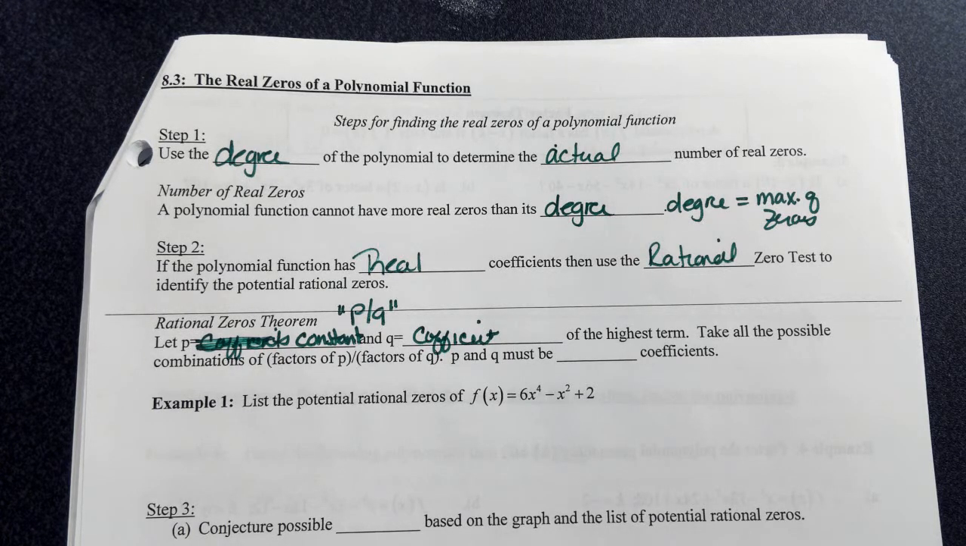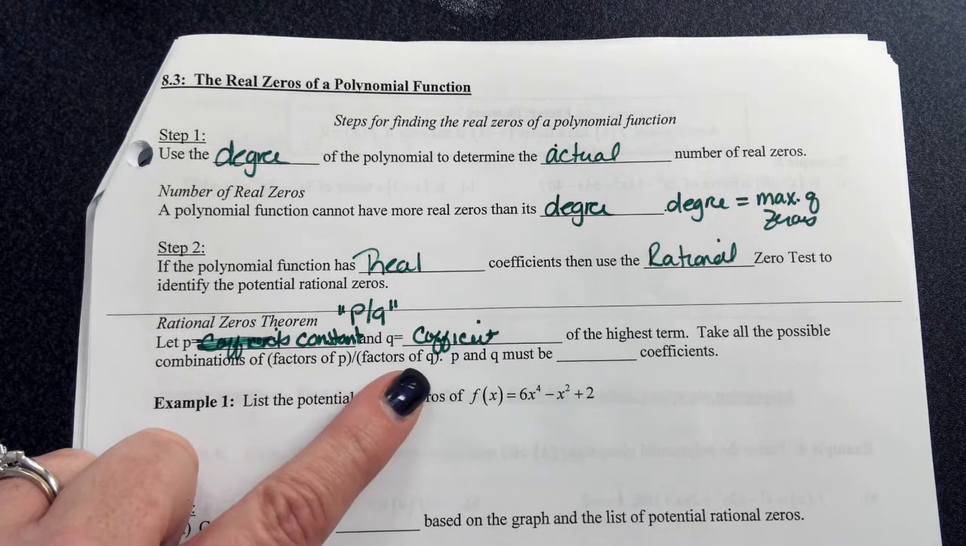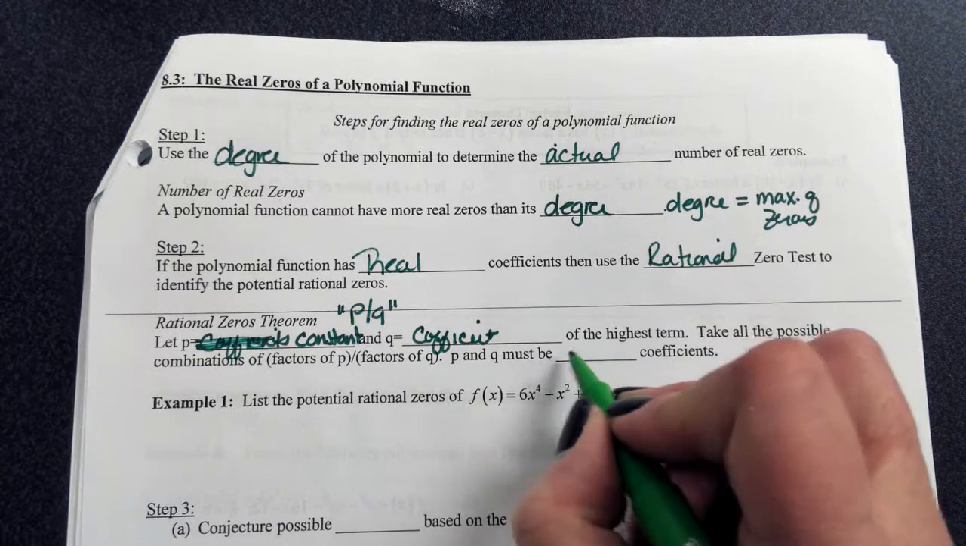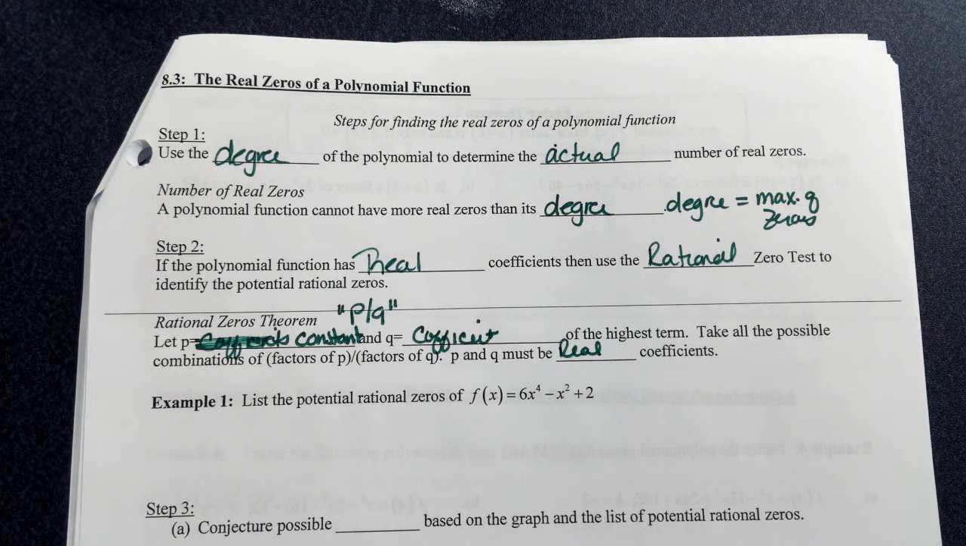You take all your possible combinations: you take your factors of P and you divide it by the factors of Q. And again, they must be real coefficients, no imaginaries. We're only dealing with reals. We're not going to get into imaginaries. I know it breaks your heart. We're not going to deal with solutions of i's anymore.